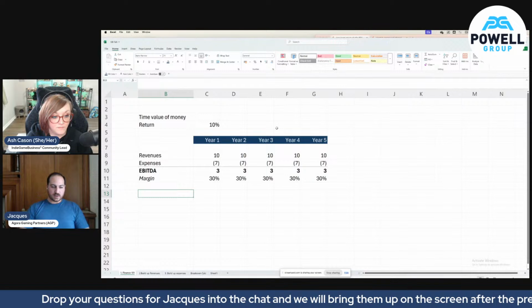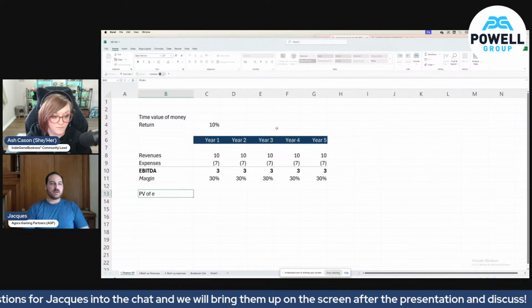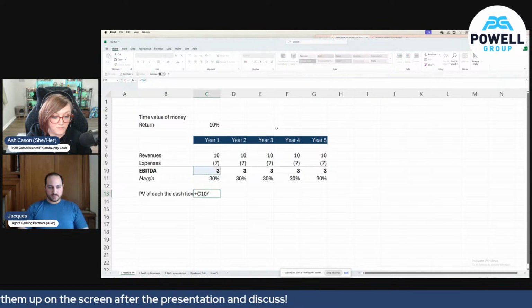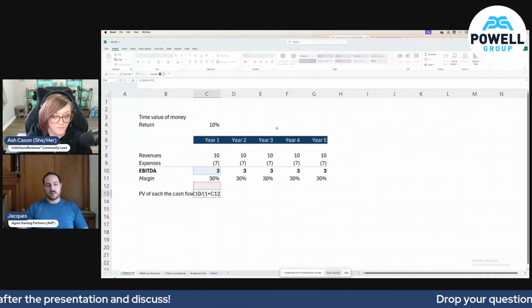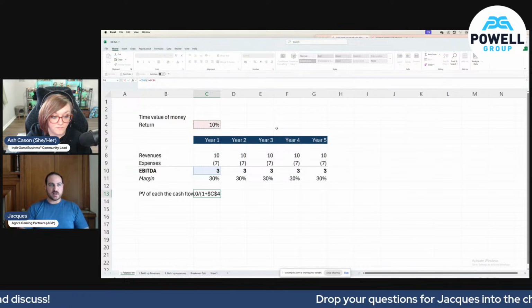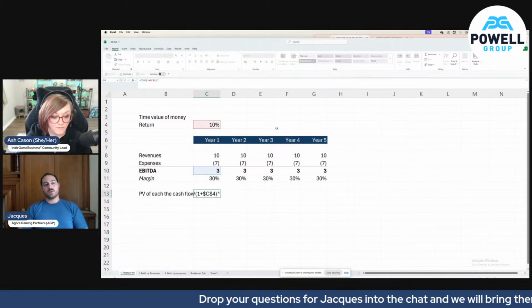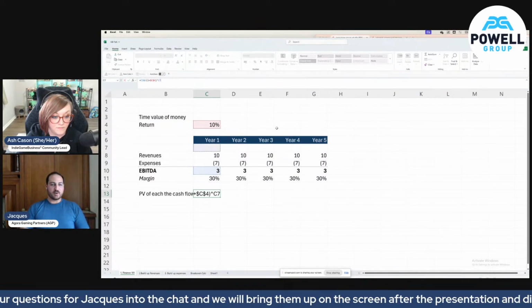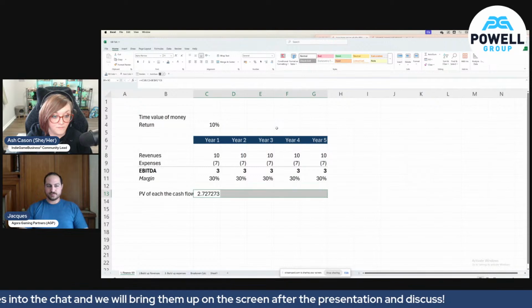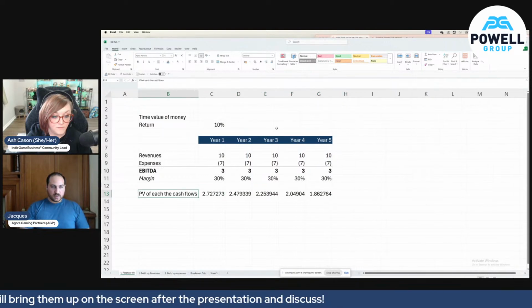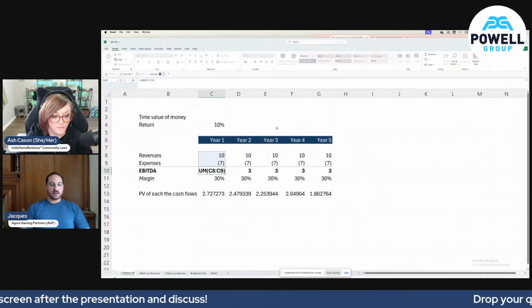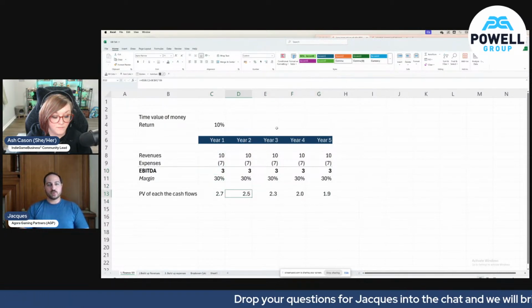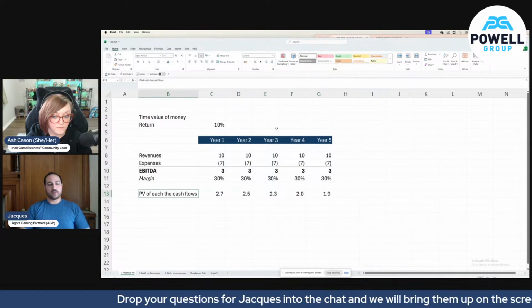So what we're saying is, okay, what is the present value of each of the cash flows? I take this 3 million and I use my 10% return, which is what the S&P 500 makes in the long run, and I bring it back by the number of periods for each. And what we're saying is that $3 of EBITDA in year one is worth $2.7 to me, 2.5 in year two, 2.3, etc., in the following years.